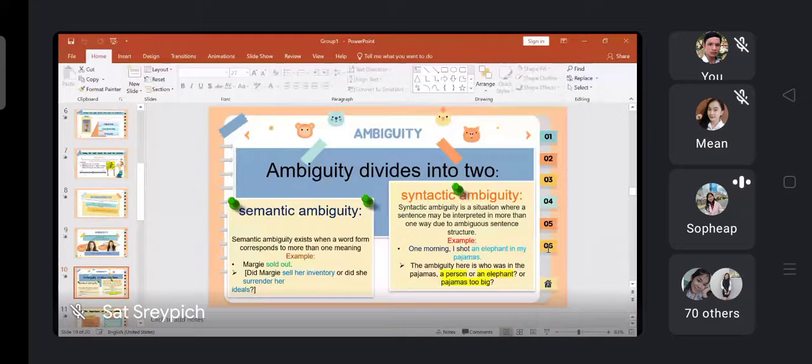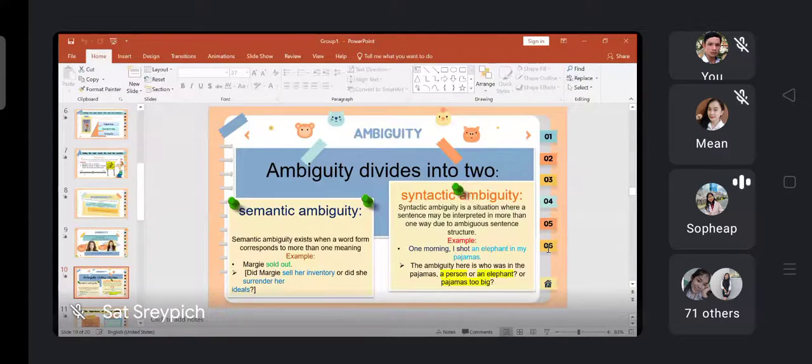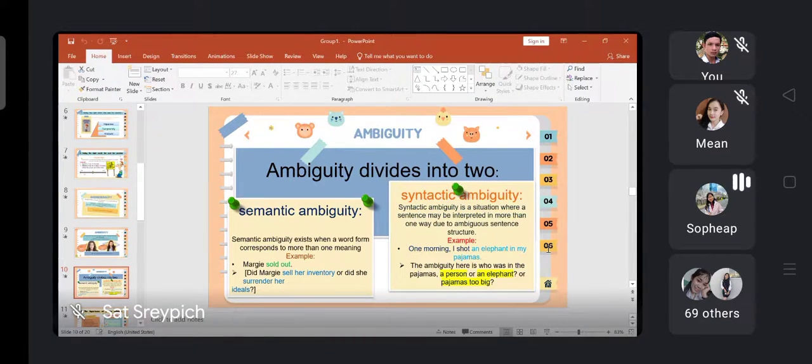For example, in the slide, they say that "I saw an elephant in my pajamas." So it means that he saw the elephant while he was wearing pajamas, or he saw that elephant that was in his pajamas. So it has these two meanings. It's not clear, so the listener can interpret it in more than one way. So that's called syntactic ambiguity. Yes, that's all for my point.